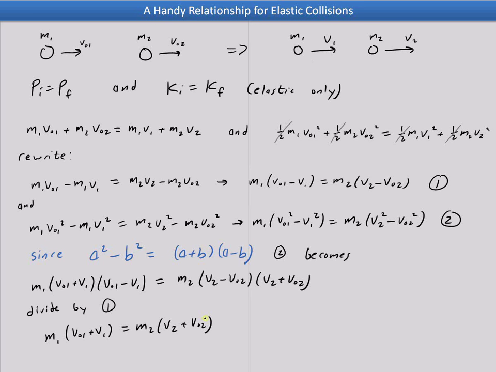Oh, and actually I should have canceled out the m1s. Actually, let me write out that intermediate step. I think I've skipped one step too many right there. So let's just write out that division.